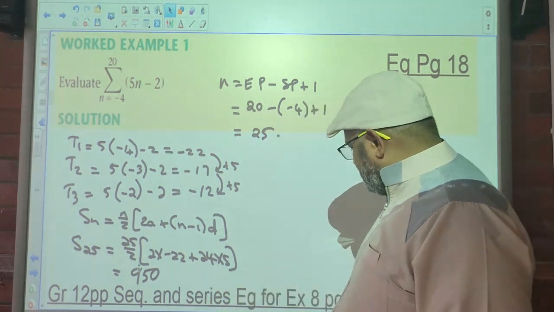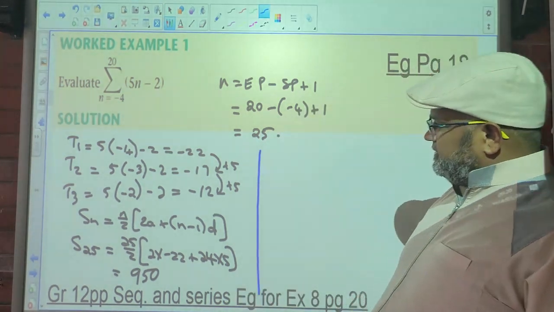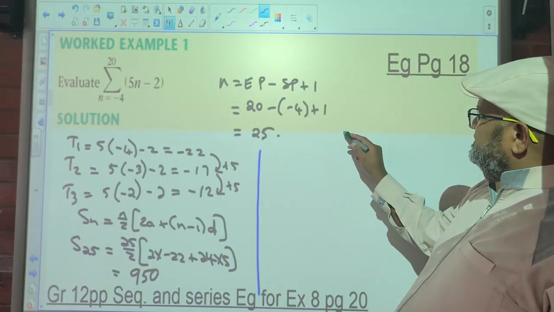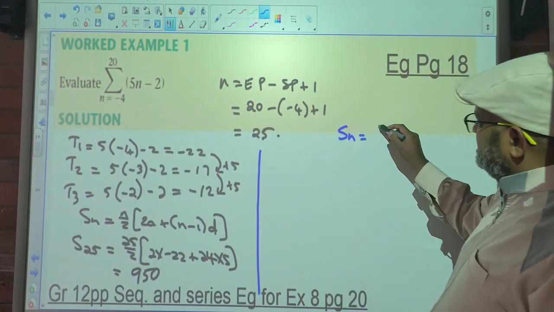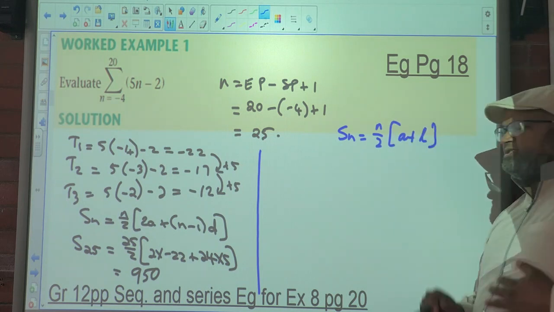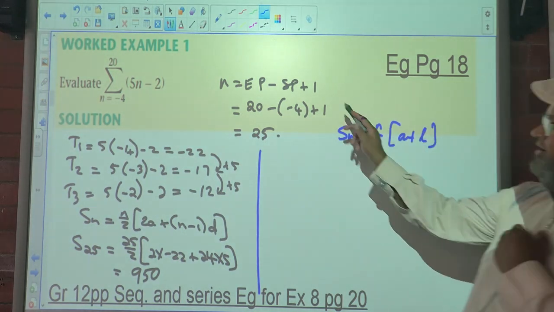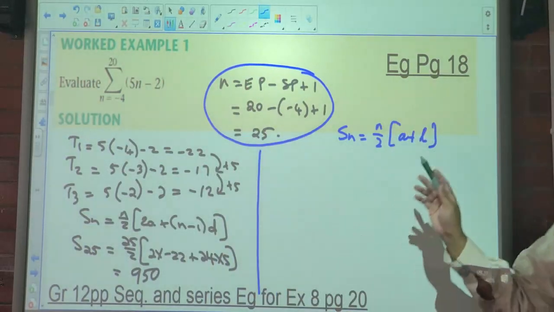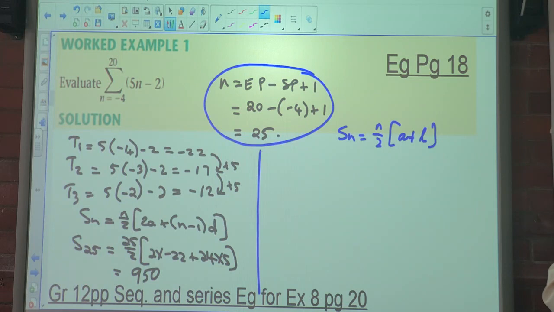People, if I had used the other formula, what is the other formula? Sn is equal to n over 2 into a plus l. It's going to be easier to use this formula. Remember, I've calculated n already. So irrespective of which formula I'm going to use, I need to calculate n.